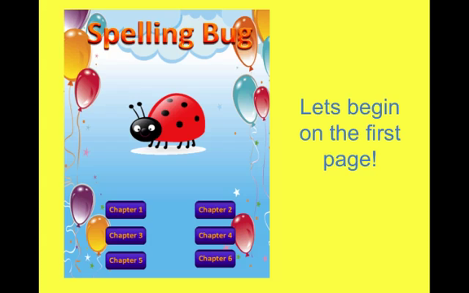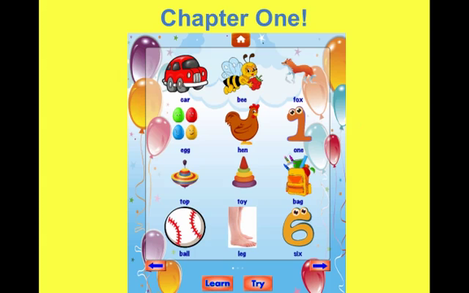So to start, this is the first main menu that you will see when you download this app. So as you can see, there's chapters 1 through 6, so there's plenty of activities for you to do. So to start, we are going to click on that purple button that says chapter 1 to begin. So when you click on chapter 1, it will take you to this page. So as you can see, there's a lot of different pictures with the word underneath it.